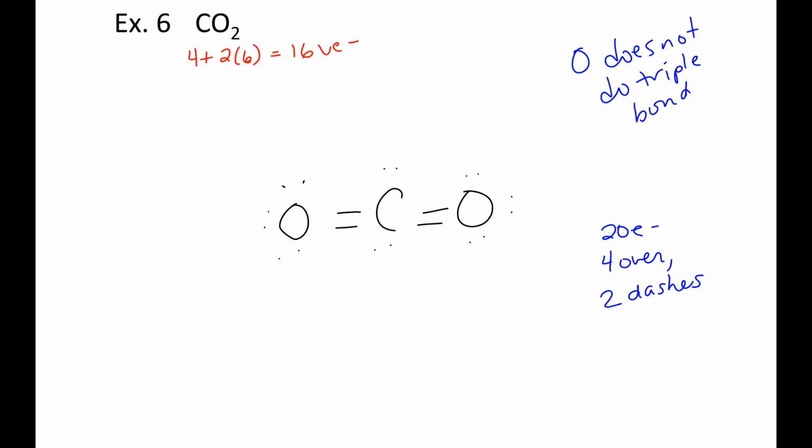Now to do that, I had to take away some electrons. So I got to take away 2 here, 2 here, and 2 here. So now let's count them again. I have 2, 4, 6, 8, 10, 12, 14, 16. I have exactly what I need. Okay? So just remember, every time you put a dash in, you got to take out 4 electrons, because each dash is 2 electrons.